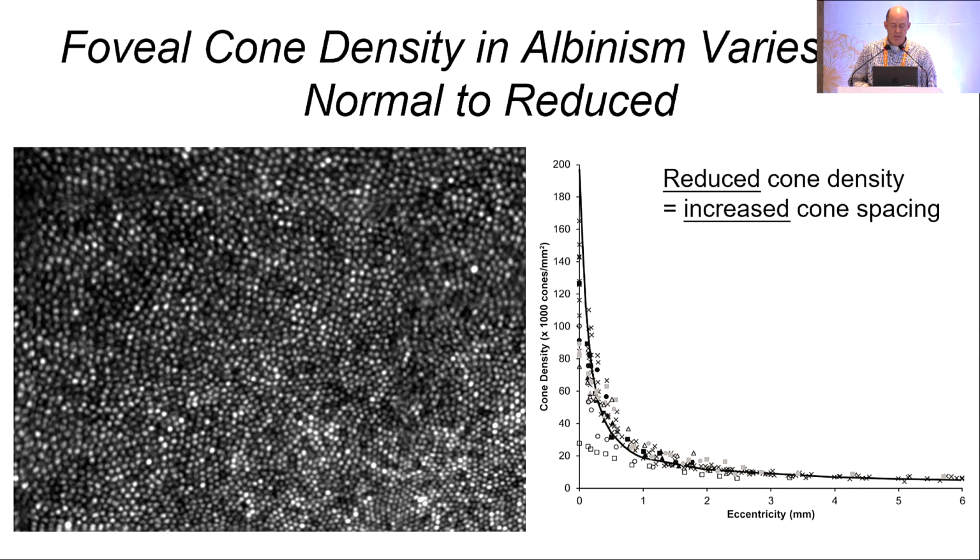Importantly, in albinism, we see that foveal cone density, as I already showed you with outer segment lengthening, is highly variable, but we still see fairly normal packing topography. Here in this image, the bottom right-hand corner is the foveal center, and as you move away towards the top left-hand corner of the image, the cones get larger and more coarsely spaced. This is normal cone packing.